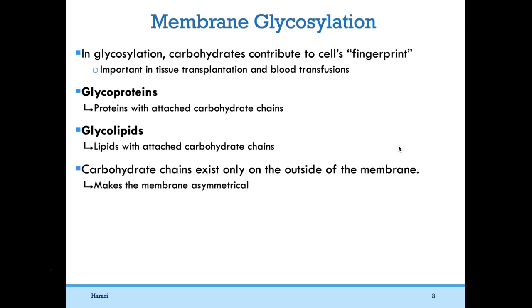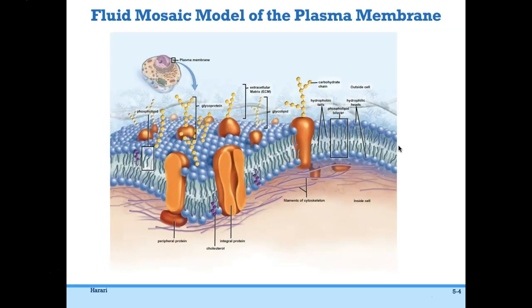And the carbohydrate chains only exist on the outside of the membrane. So this is what makes the membrane asymmetrical, right? The outside is not like the inside exactly. And the phospholipids themselves can actually flip places. So they can go from inside to out. It's not so common. And there are certain enzymes called flippases that actually help these phospholipids flip around if needed.